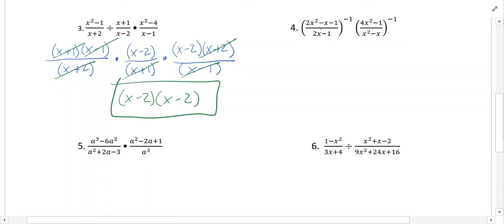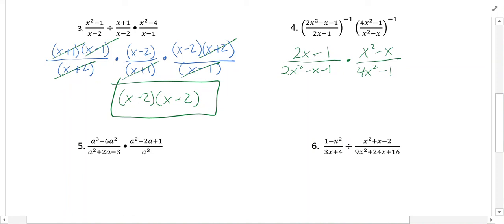All right, with number 4, what we want to do first is make these negative exponents positive. So to do that, we take the reciprocal. I'm just going to flip them. So this becomes 2x minus 1 over 2x squared minus x minus 1, times, I'm going to bring down the multiplication sign, and then I'm going to take the reciprocal here to get rid of that negative 1 to make it a positive exponent. So I have x squared minus x over 4x squared minus 1.